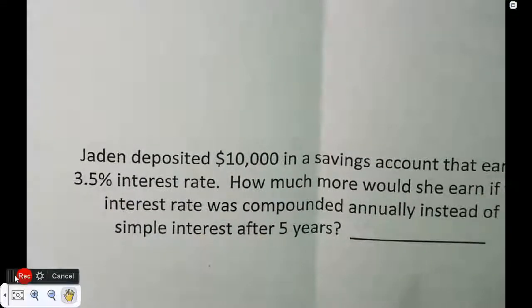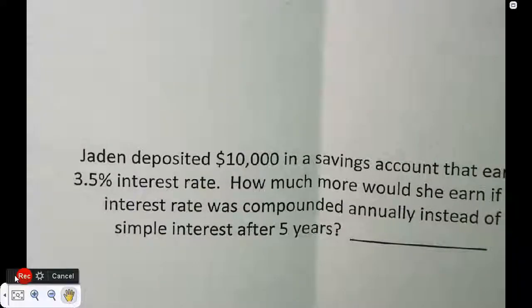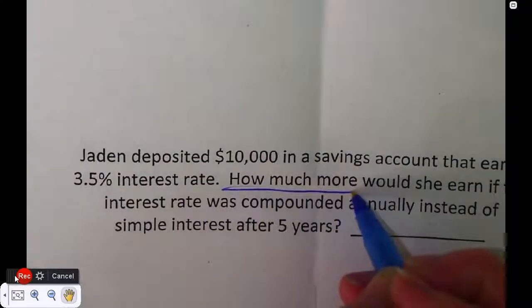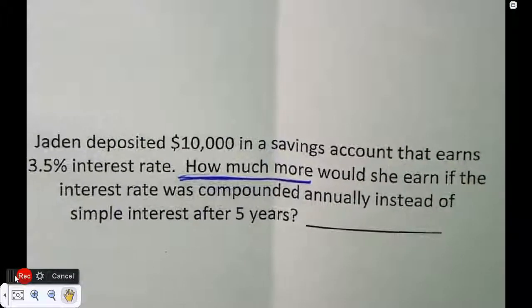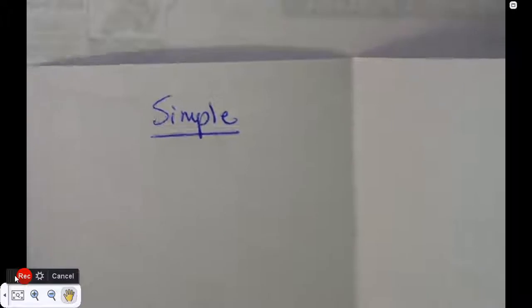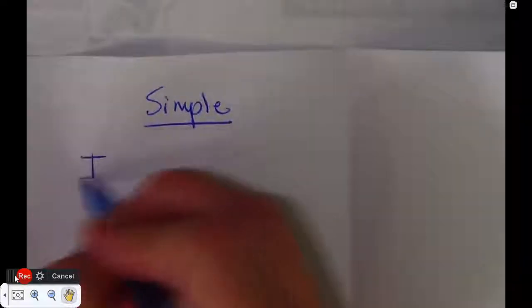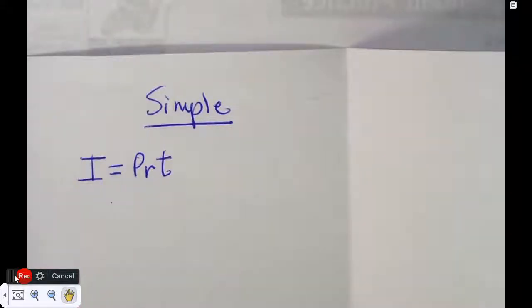All right, open up. Now, let's look at Jaden. She deposited $10,000 in a savings account that earns a 3.5 interest rate. How much more would she earn if the interest rate was compounded annually instead of simple interest after 5 years? So the first thing we're going to do is figure the simple interest. Okay? So we're going to go I equals PRT.